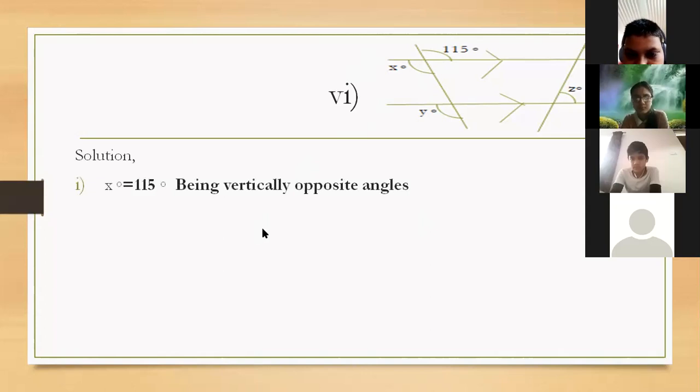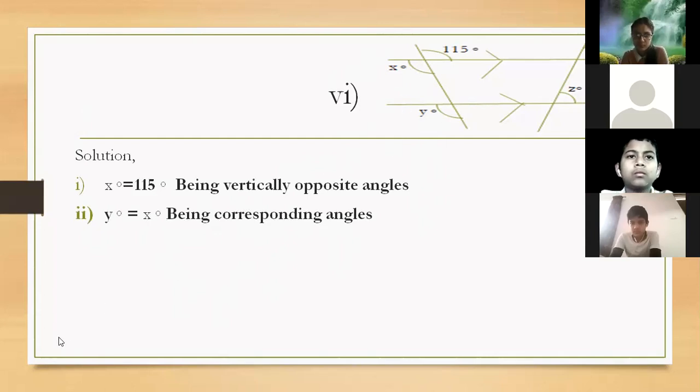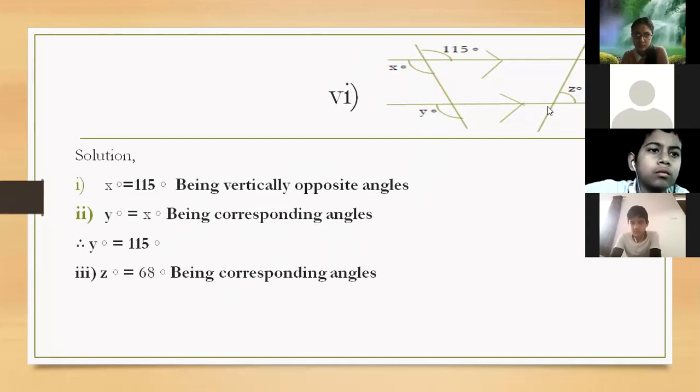And then when we find the value of x, y degree will be equal to x degree, being corresponding angles. These two angles will be corresponding angles. Then y degree can be found. Okay. And after that we have to find z. Z equals 68 degree.